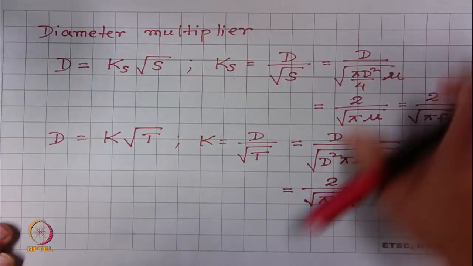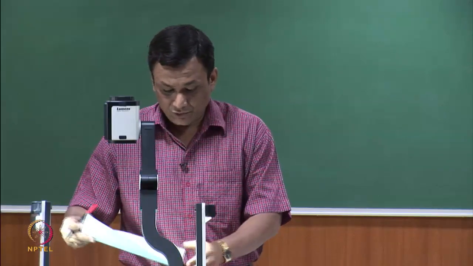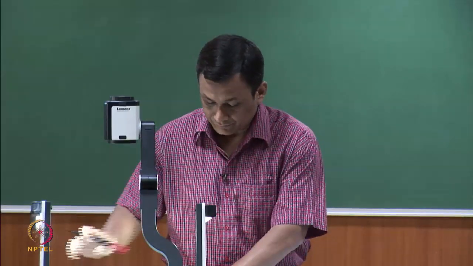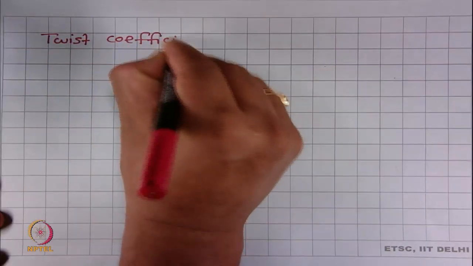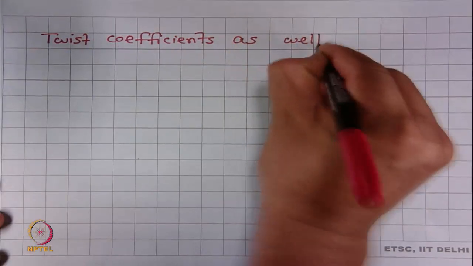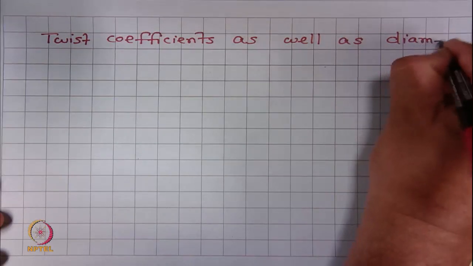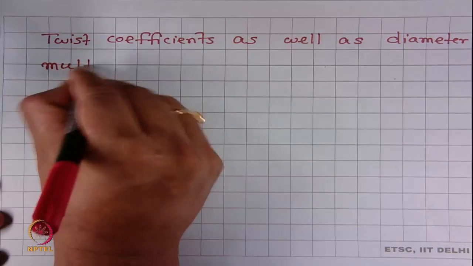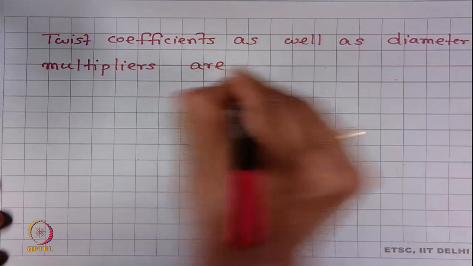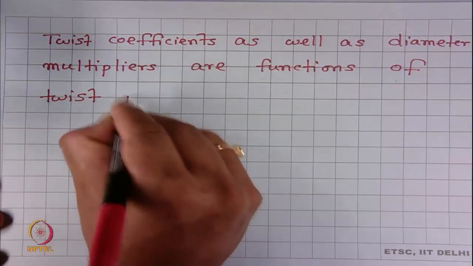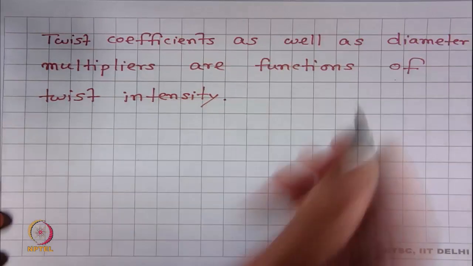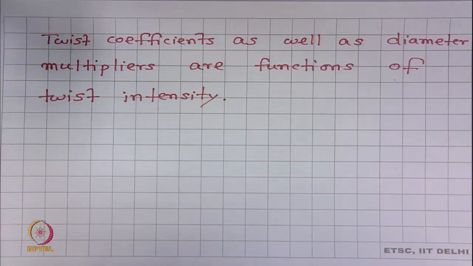So, if we summarize these two results, then what we obtain is that twist coefficients as well as diameter multipliers are functions of twist intensity. So, this statement is the consequence of Coquelin's first assumption. All right. Now, we introduce Coquelin's second assumption.